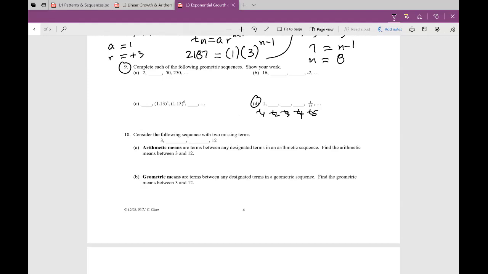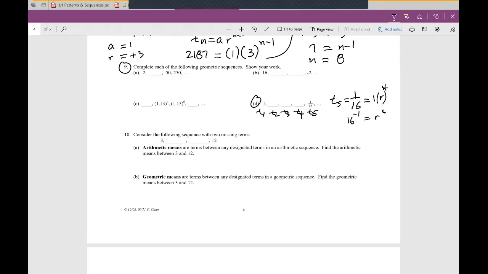So again, some of you are actually really good at patterning, but I think what we want to try to do is that's the fifth term, which is equal to 1/16, which is equal to the first term, which is 1, times r to the n minus 1, which is 4. So we have to equate them, right? So what could that possibly be? What could be that common ratio? Well, there's so many ways of actually doing this question. 16 to the negative 1, which equals r to the 4.